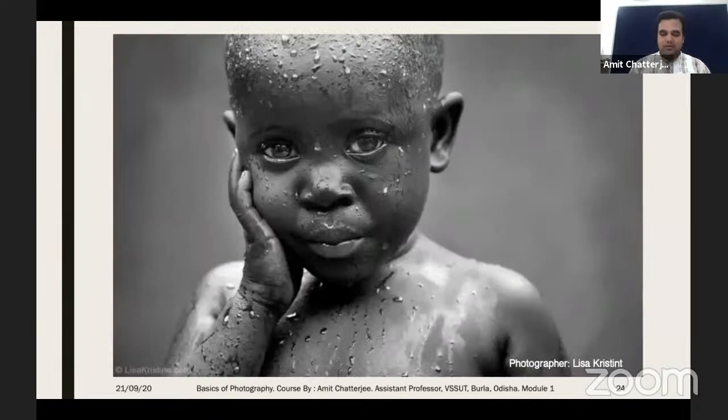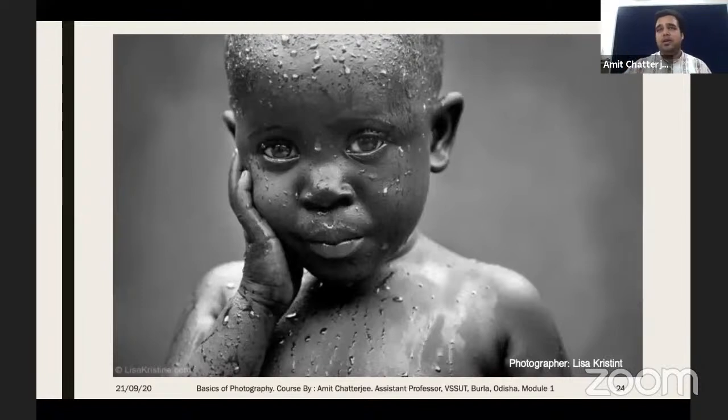Now, this is a photograph by Lisa Crescent. I take her as one of the best and most influential portrait photographers you can see today around the world. She has taken photographs in maybe 150 or 160 countries. And the photographs that she produces are something that talks to you, something that communicates to you. That is one of the most important factors in portrait photography: whether the photograph is communicating with you or not.